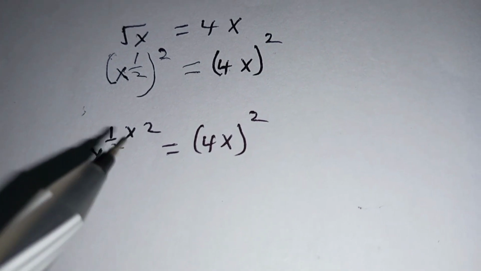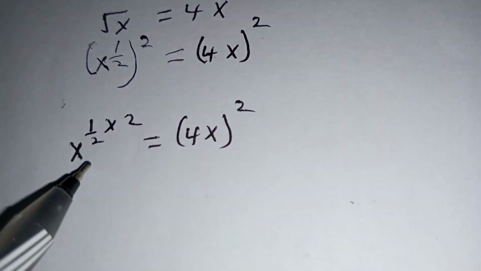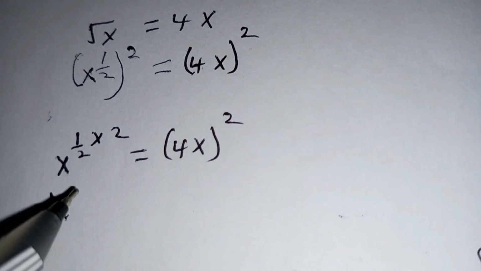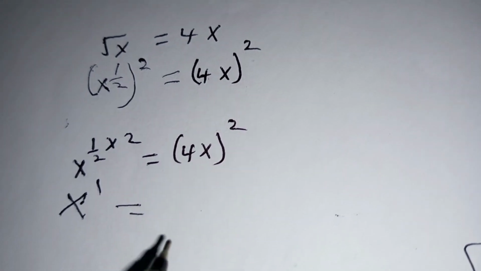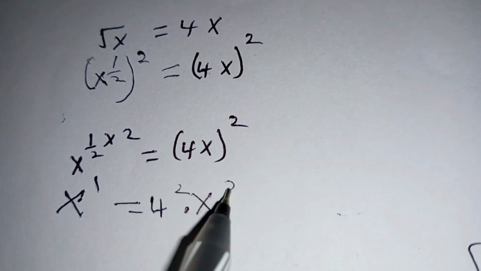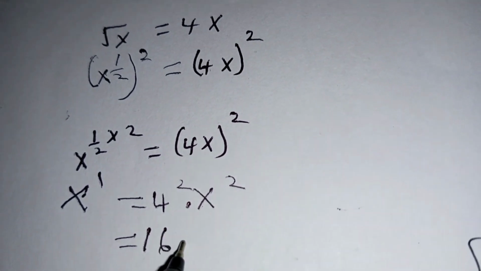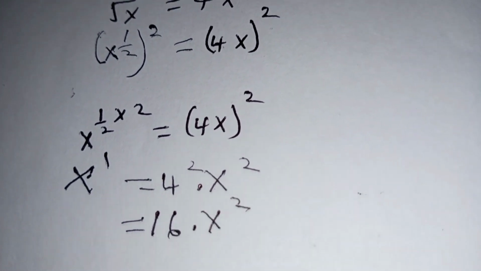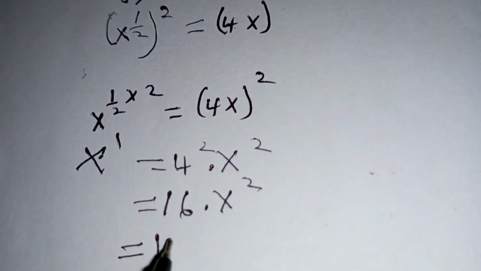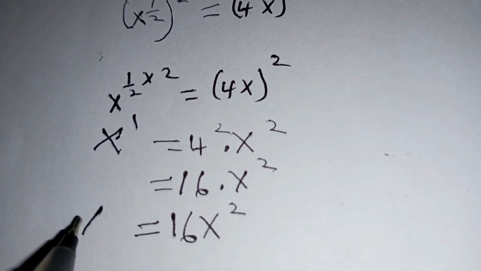So at this point, you can take the power inside. So you have 4 power half times 2. This will result in x power 1, which is equal to 4 squared multiplied by x squared. 4 squared is 16. x squared is x squared. 16 times x squared will be 16x squared. x power 1 is the same as x.